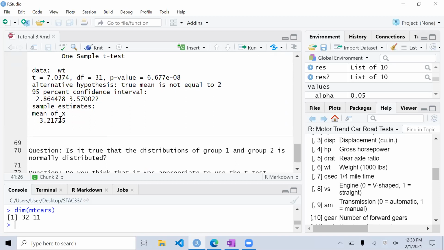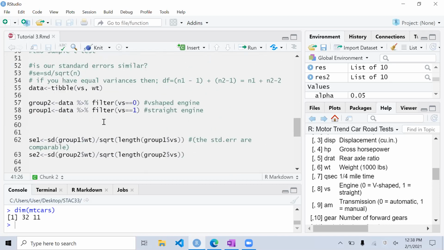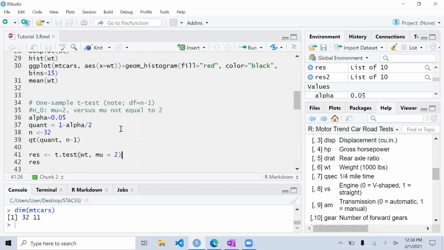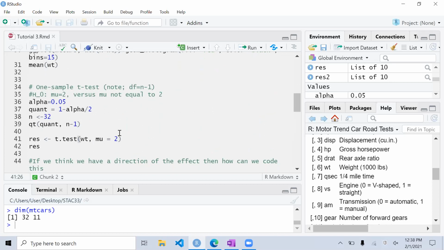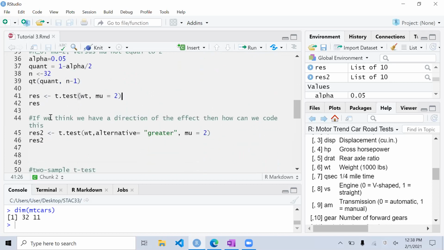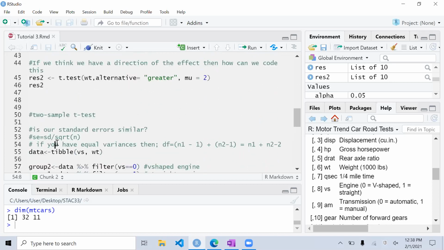Now, what if, instead of specifying a two-sided test, let's change it to a one-sided test. Let's see what happens if I specify that the alternative is greater. The default is actually to give you a two-sided test, so I'm going to change it to greater.